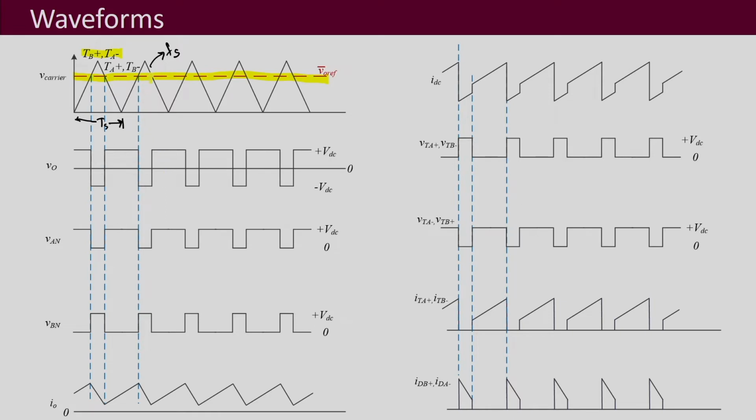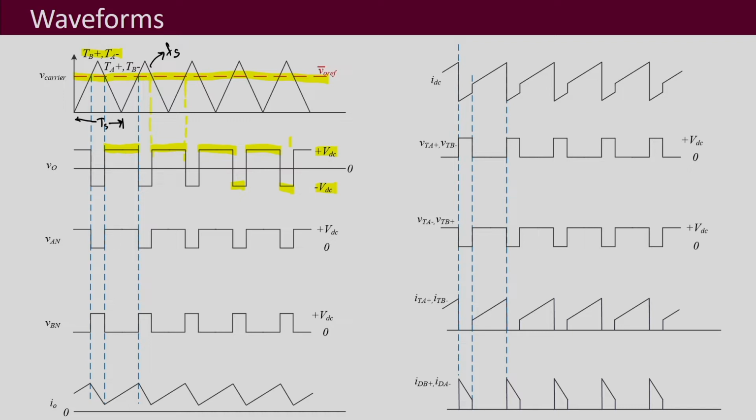We can do these comparisons at every point, and then accordingly the output voltage, wherever TA plus and TB minus are on, is going to be equal to plus VDC. Otherwise, the output voltage will be equal to minus VDC. So, the output voltage switches between plus VDC and minus VDC continuously.